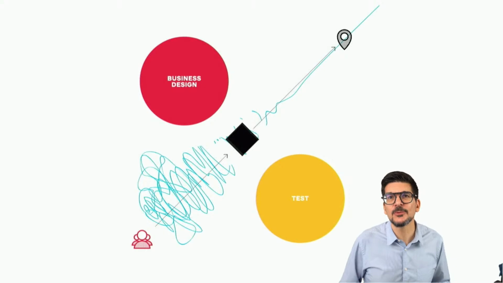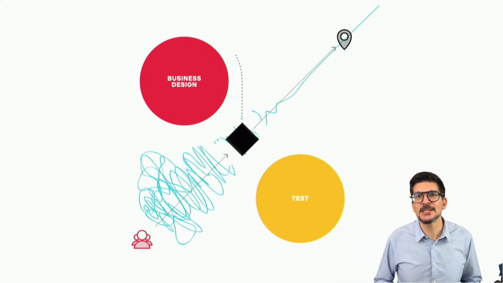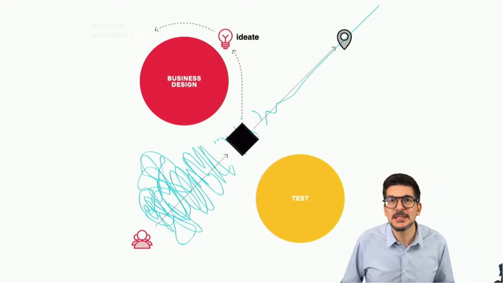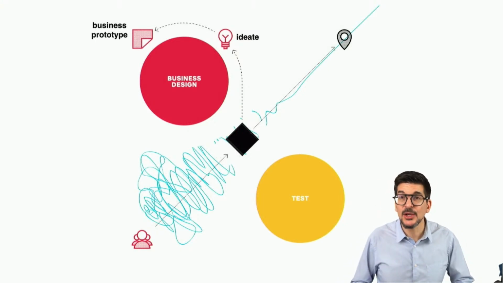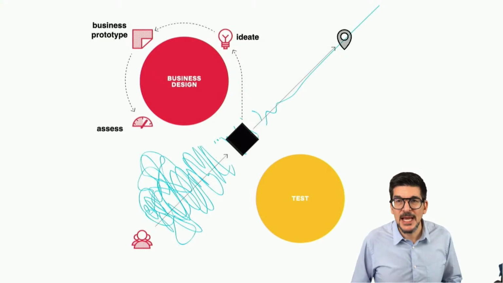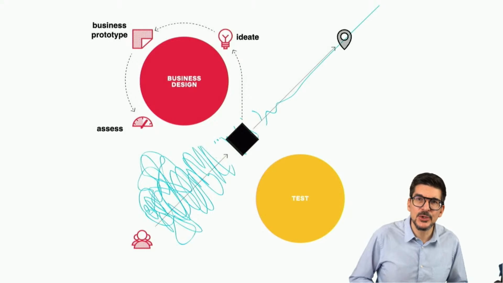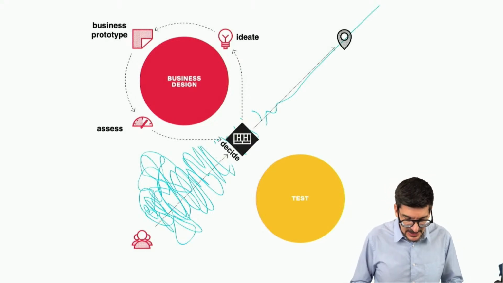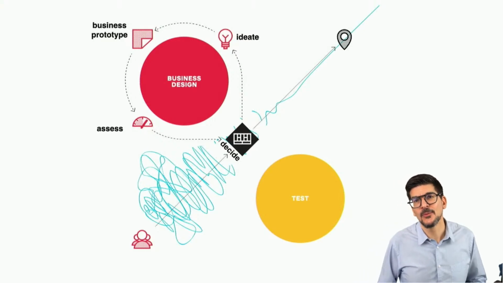So let's stick to the red part first, because we're talking business models. You ideate, you come up with some ideas, you quickly sketch out the idea in what I call a business prototype. We'll see how to do that. I assess this business prototype. Is this a good business model, a bad one? And then I go and test.